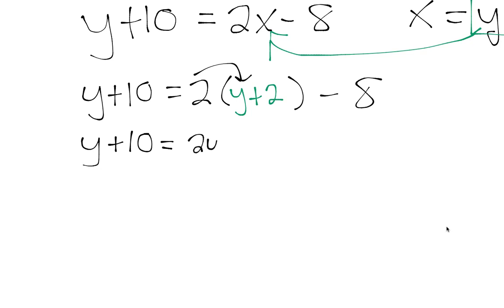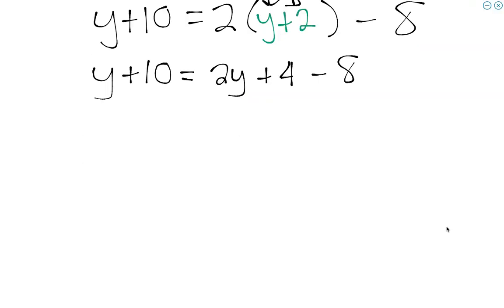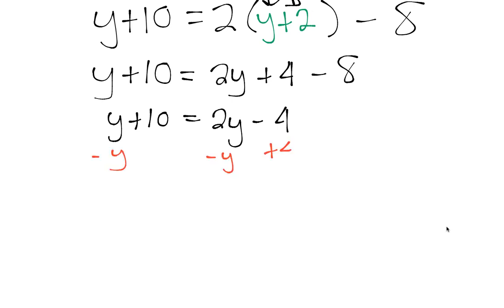So that's 2y plus 4 minus 8. Let's keep cleaning this up a little bit. y plus 10 equals 2y minus 4. I'm going to do this in one step. I'm going to subtract the y to the other side, and I'm going to add the 4 to the other side. So that cancels out, and that cancels out. That's 14 equals y.